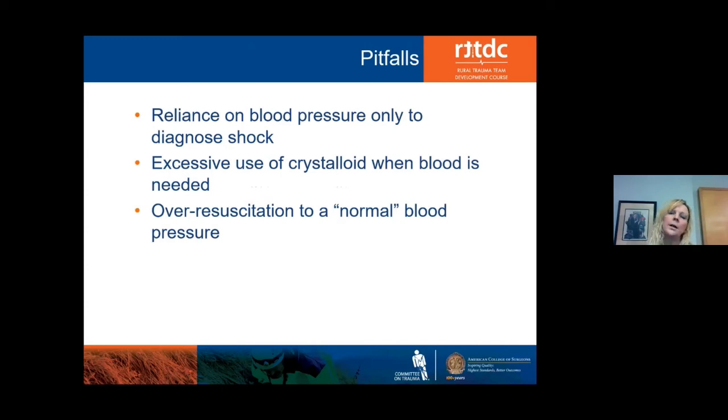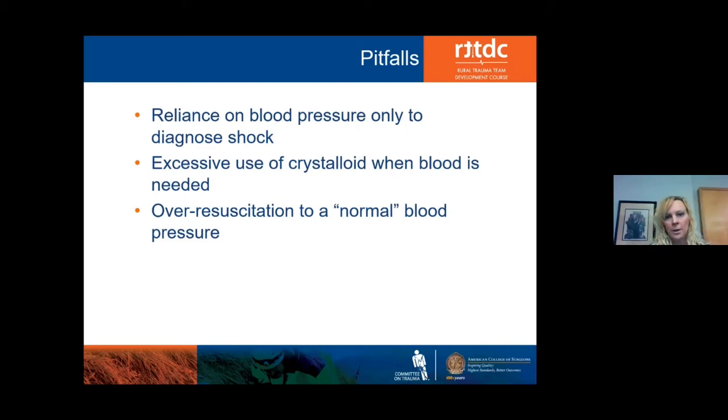So when you're looking at shock and your treatments and your diagnoses, there's always going to be some pitfalls and some things that you have to pay particular close attention to. You don't want to rely on your blood pressure only to diagnose shock. Young healthy patients can sustain a lot of blood loss before their blood pressure drops. Patients that are elderly may have a higher blood pressure to begin with, and so if they come in with a blood pressure of 90, then that's a significant drop in blood pressure.